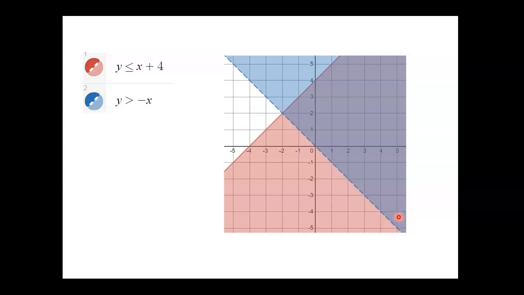Then on number 2, it's a greater than sign. So the line is negative x going this way. It's greater than, so they shaded above. And it's not underlined, so it's dashed. Now here's the question. What is the solution in this graph? What do you think?